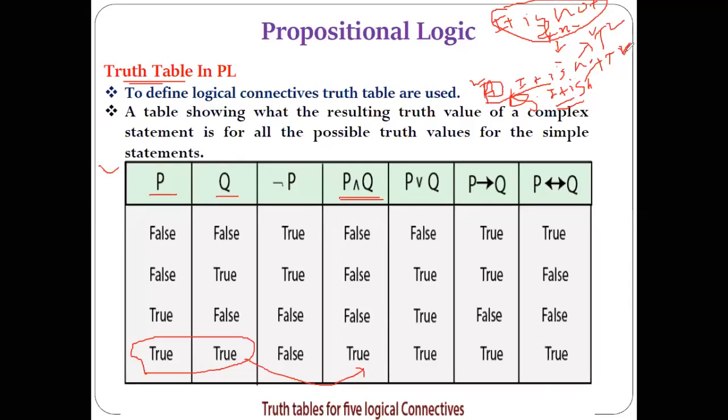Now from that we have to determine whether this compound proposition is true or not. How can we determine this? Using the truth table. Understood? The same thing I have mentioned. A truth table is a table showing the resulting truth value of a complex statement.